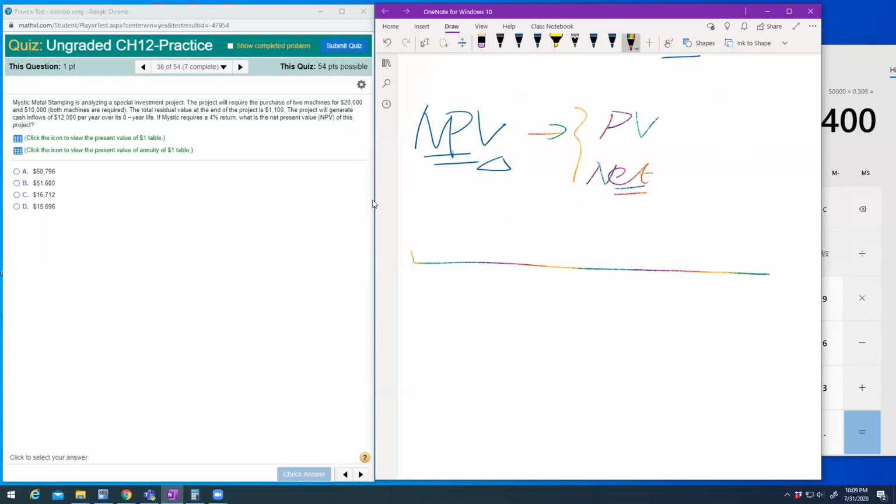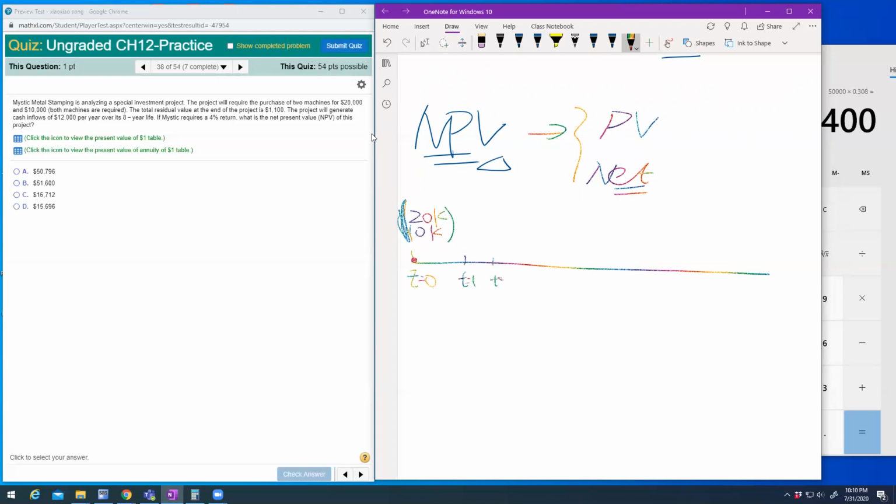Analyzing a special investment, the project will require the purchase of 2 machines for 20,000 and 10,000. So you will have to spend 20,000 and 10,000, so totally you spend 30,000. The total residual at the end of the project will generate cash flow per year over 8 years. Required rate of return was given for this project. So at the beginning you have to buy 2 machines, right? So the outflow is 30,000, 20,000 plus 10,000.